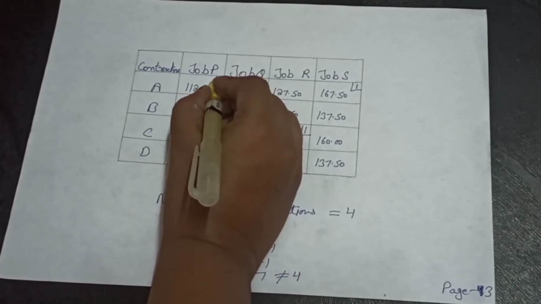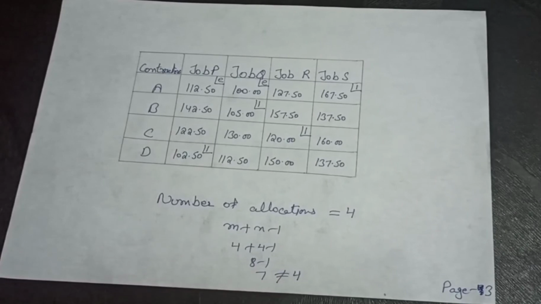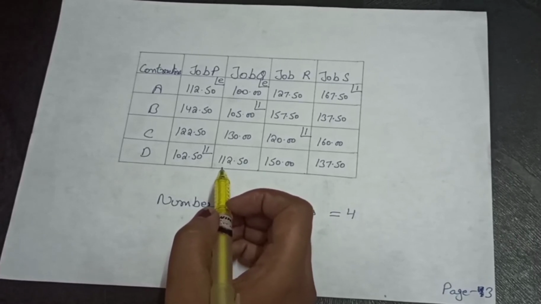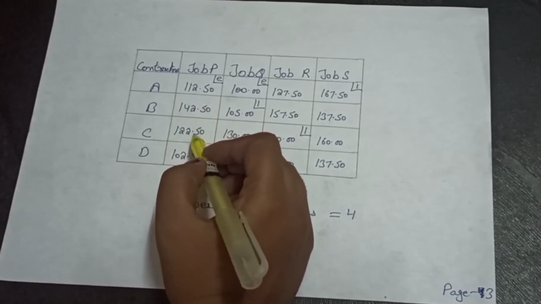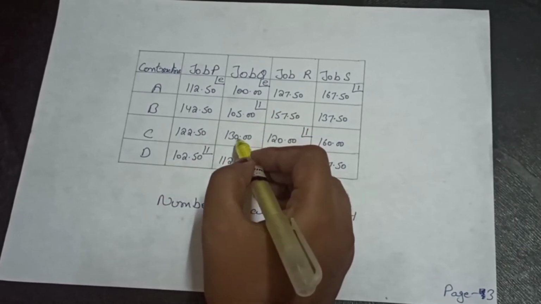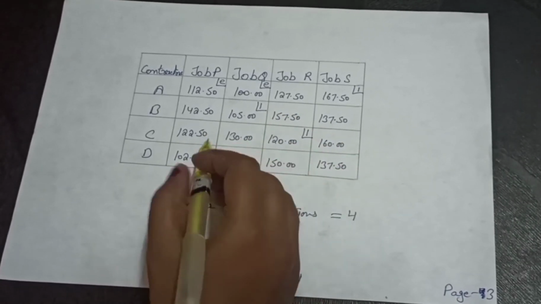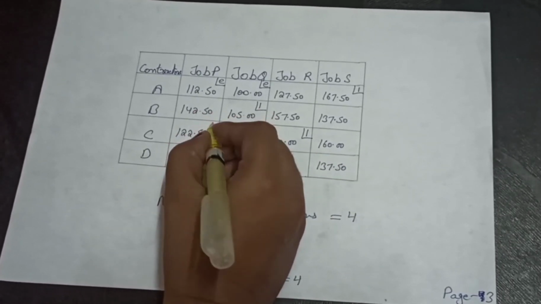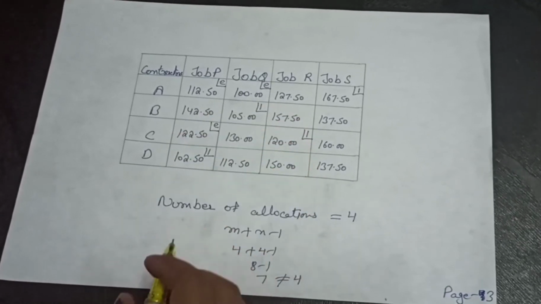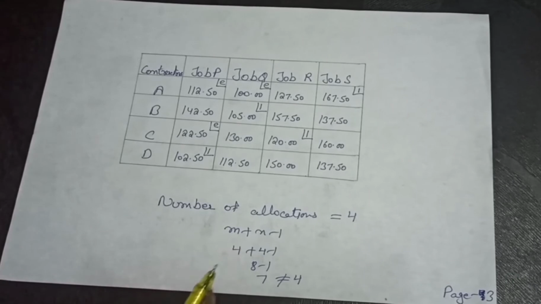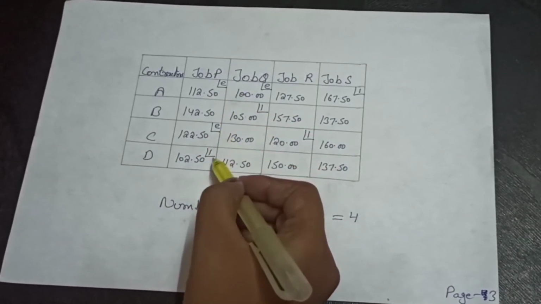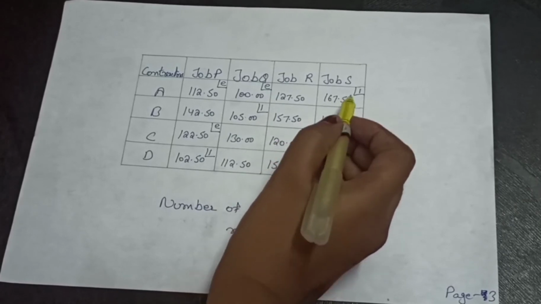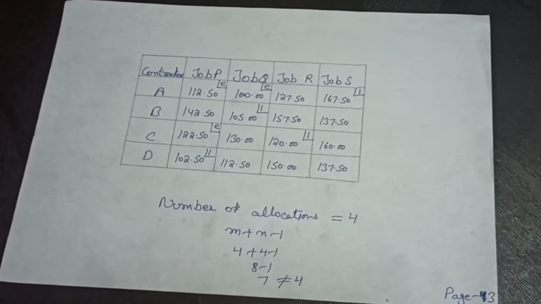Now we will select this cell. After that we have to do one more allocation. We will select the cell with the minimum cost. After 112, the minimum cost is 122. We can see clearly we don't have any cost smaller than 122. So we will allocate E to this cell. So students, you can see here we have allocated 3 E's. Then we have allocations 1, 2, 3, 4, 5, 6, 7. So you can see clearly we have 7 allocations, which is equal to m plus n minus 1.